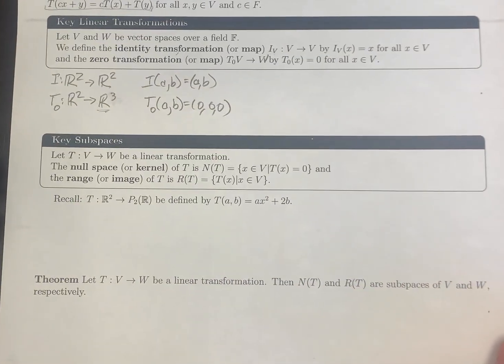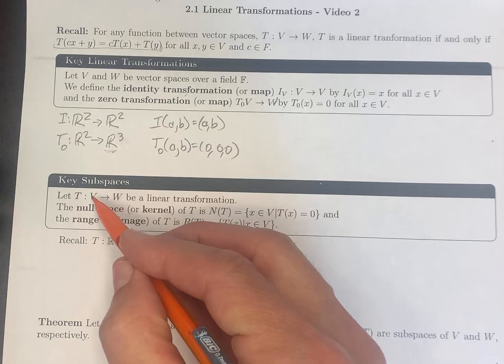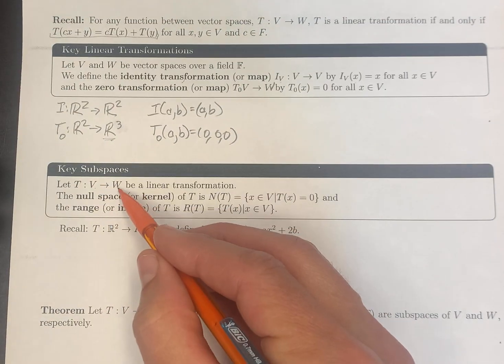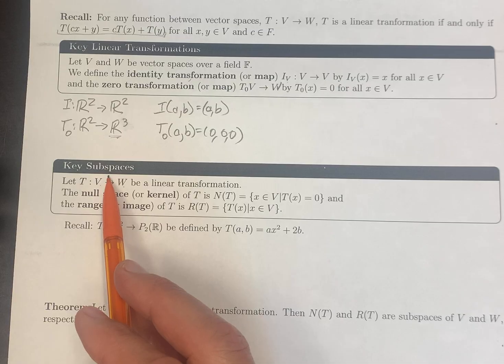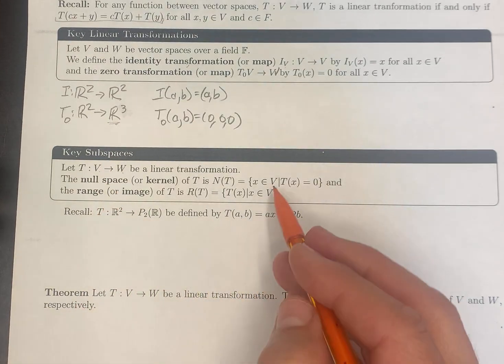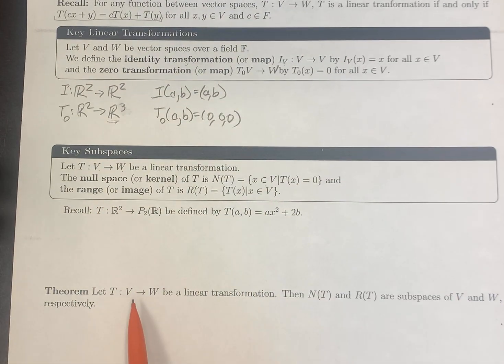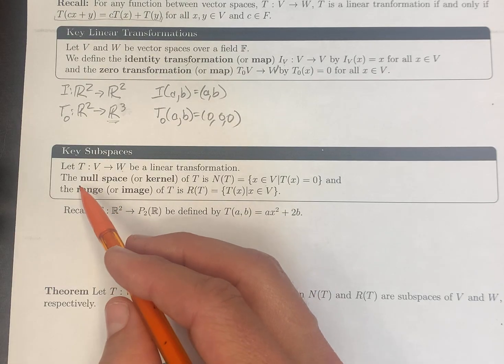Now, here's an interesting thing. Remember, we have a map. There's the domain, and there's the codomain. There are some key subspaces. Now, I'm going to define a set, and the theorem down here is going to say that that set is a subspace. But have a look here.